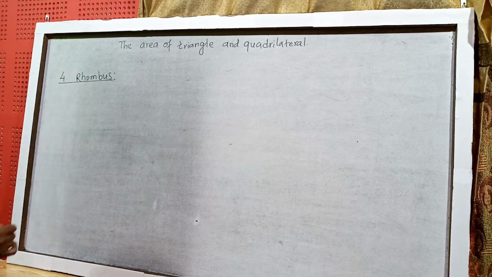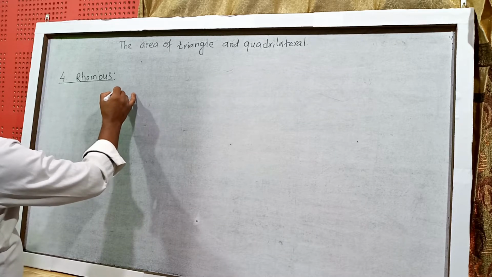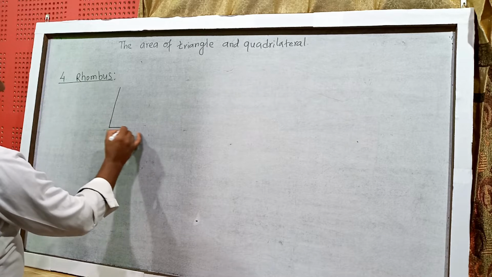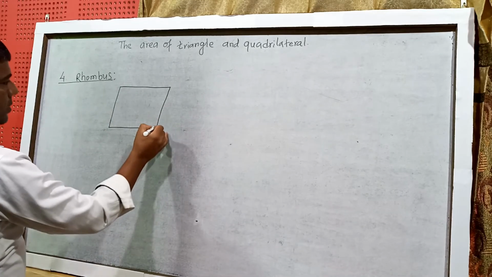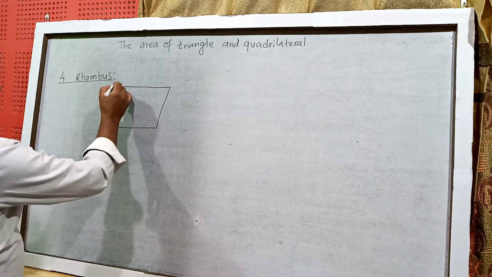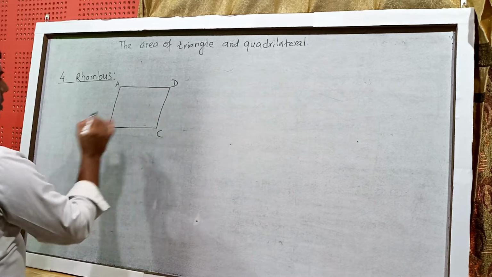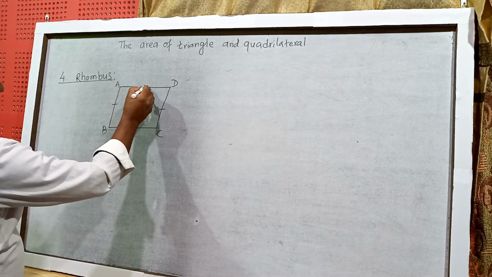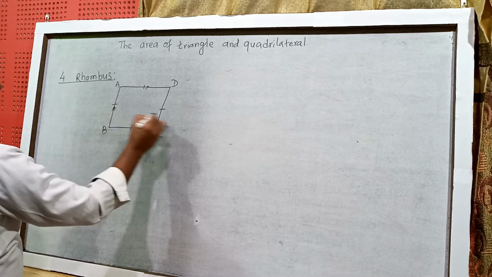A rhombus is also a parallelogram in which all sides are equal. This is a rhombus ABCD. All its sides are equal. It is a parallelogram, so its opposite sides are parallel.